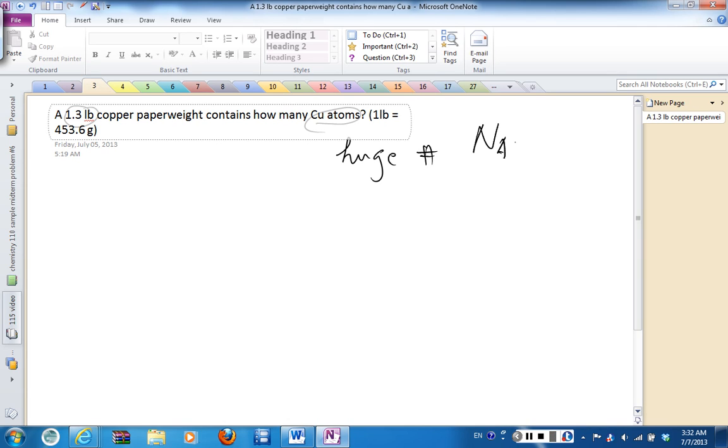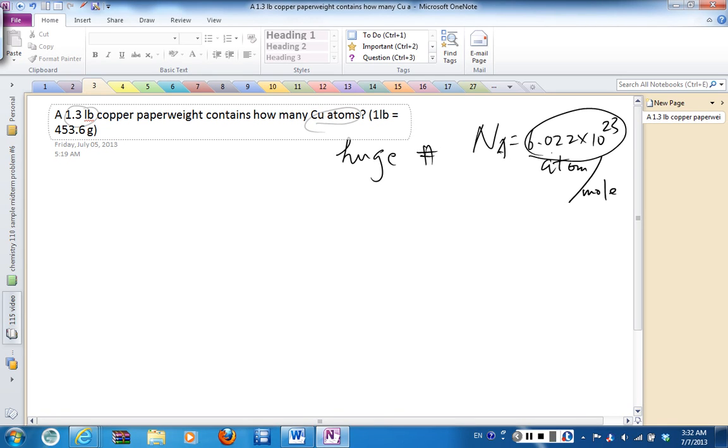Avogadro's number says there are 6.022 times 10 to the 23rd of this many atoms, molecules, in this case we're looking for atoms, in 1 mole. This means if we can find out how many moles of copper are in that paperweight, then we should be able to convert it very easily using the Avogadro number and get the big number that we want. Alright, let's go.